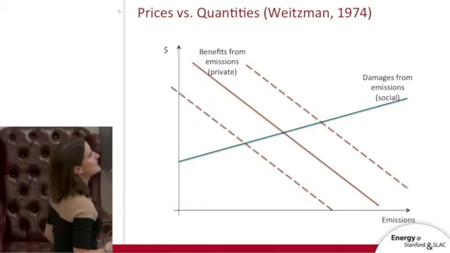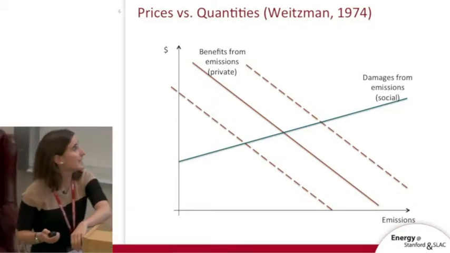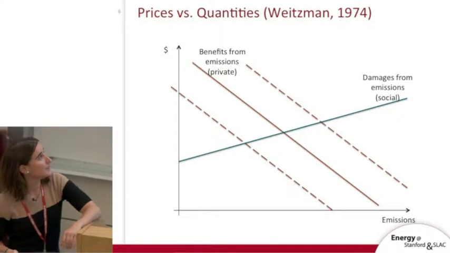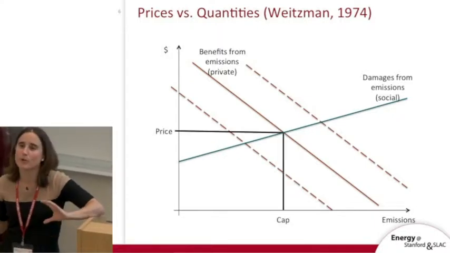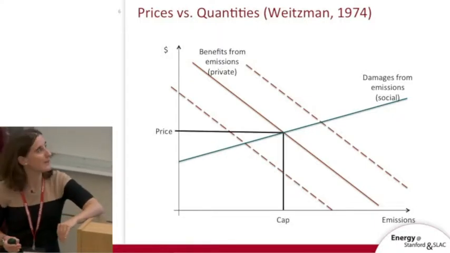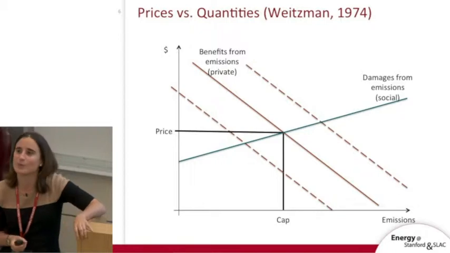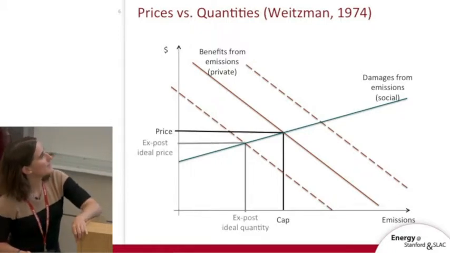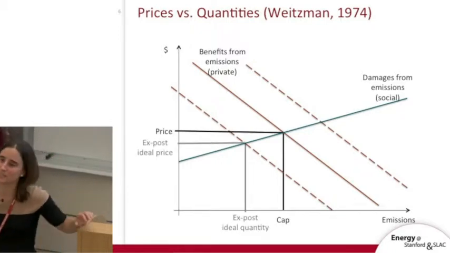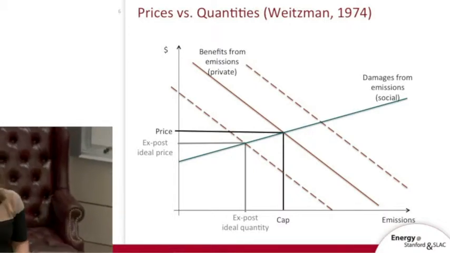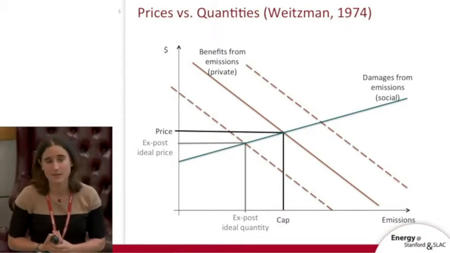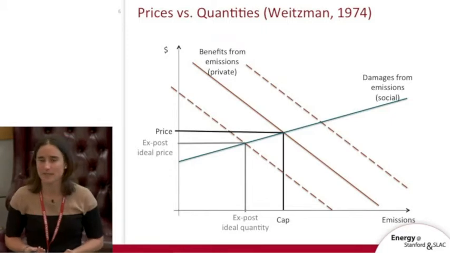So imagine that these benefits from emitting are kind of uncertain. If we try to get the price and the cap, and we only think about what we expect on average, these are the prices and the caps that we will set. We equate marginal benefits to marginal costs. However, in reality, maybe the private benefits from pollution are lower than we expected, or maybe they are higher than we expected.